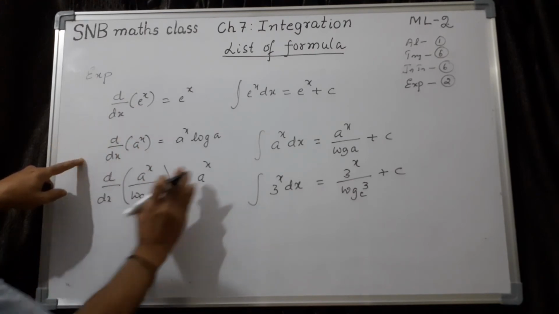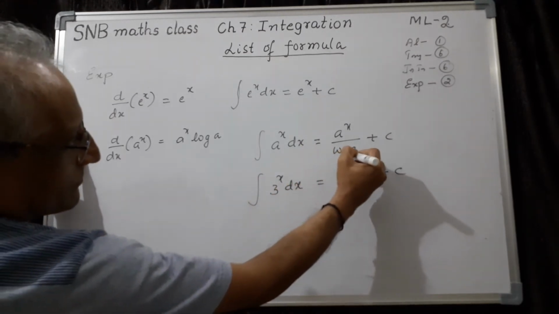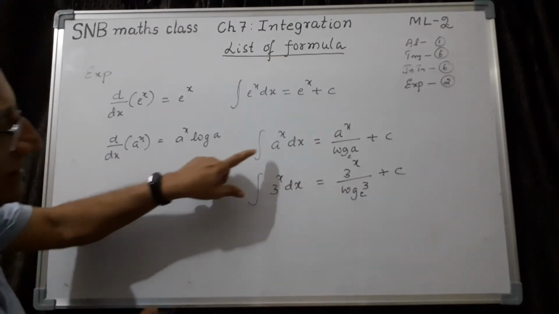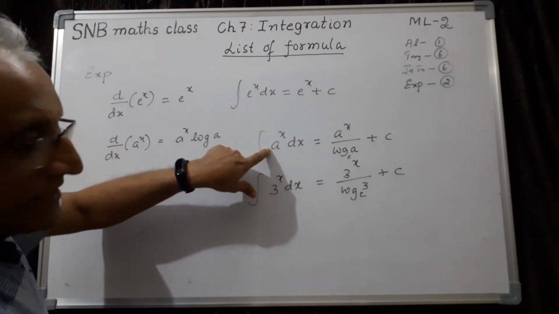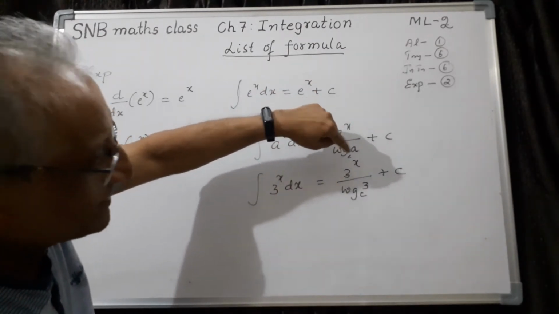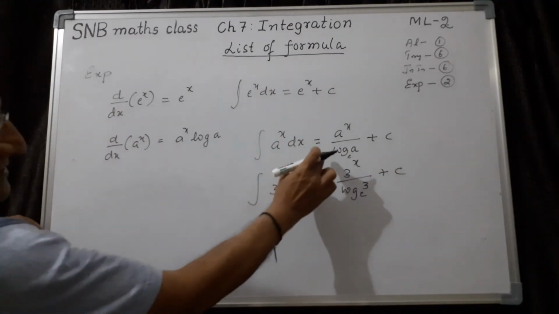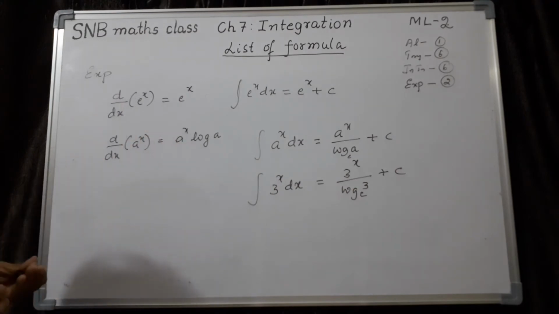You see here, suppose in place of a you put e, you get integration of e power x dx. Here we get e power x into log e, and log e to the base e is 1. Therefore, you get this formula. So it is sufficient if you remember this formula. This is the specific case.